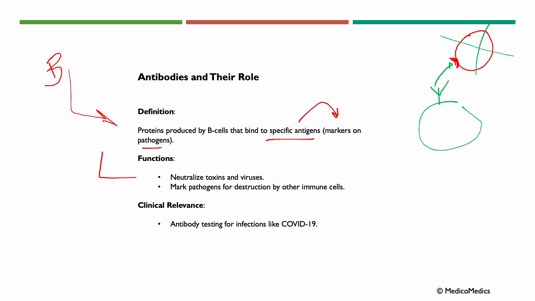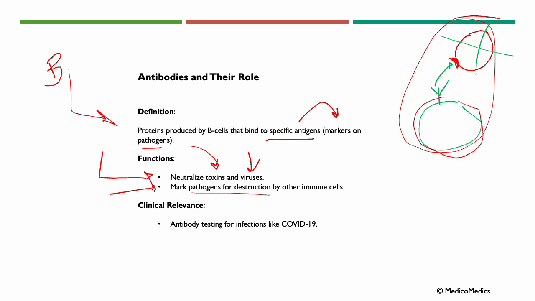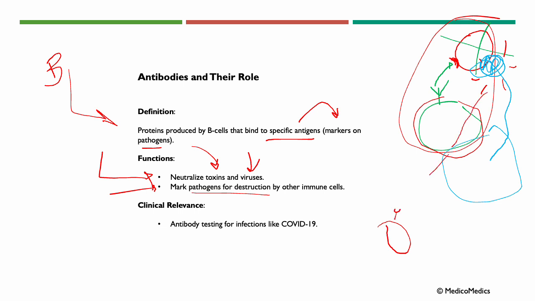Now, functions then. Neutralizing toxins and viruses. So essentially this. Mark pathogens for destruction by other immune cells. So this cell, let's say we have another cell here that finds this one, signals it, puts something on it, and says, okay, now a signal will be transmitted. So another cell here, it catches this signal and moves to destroy it.